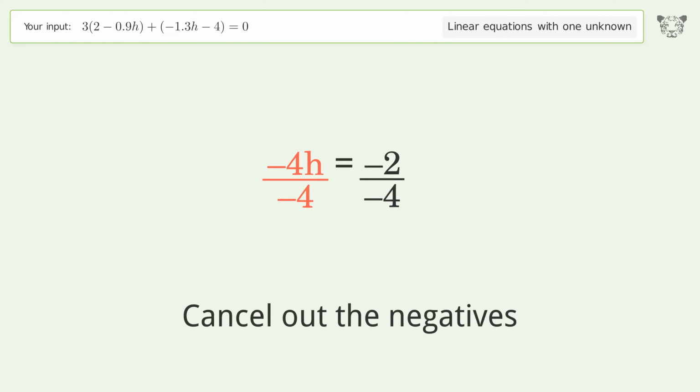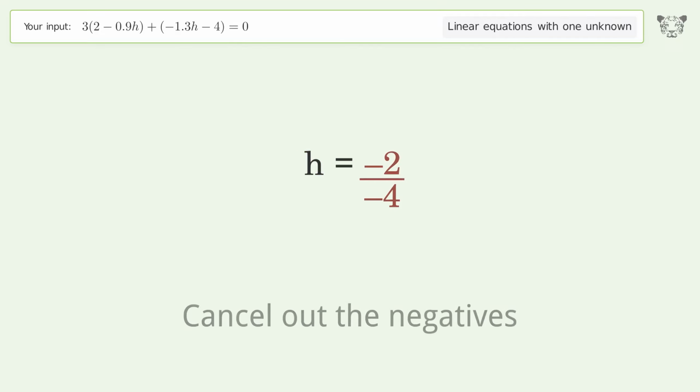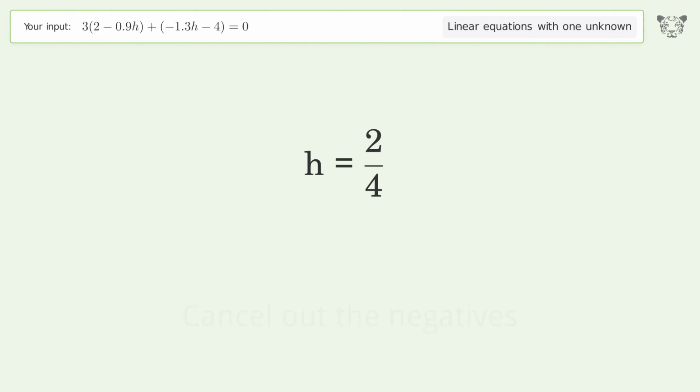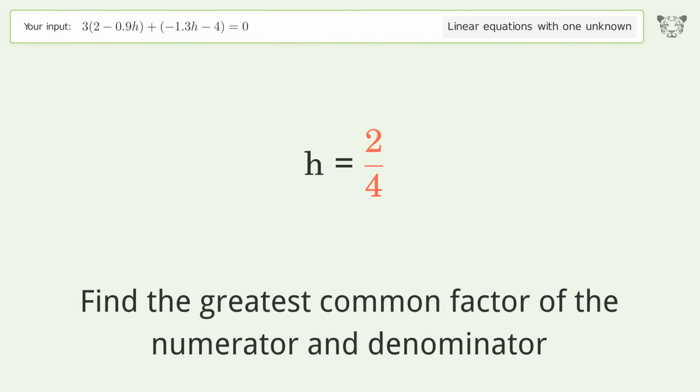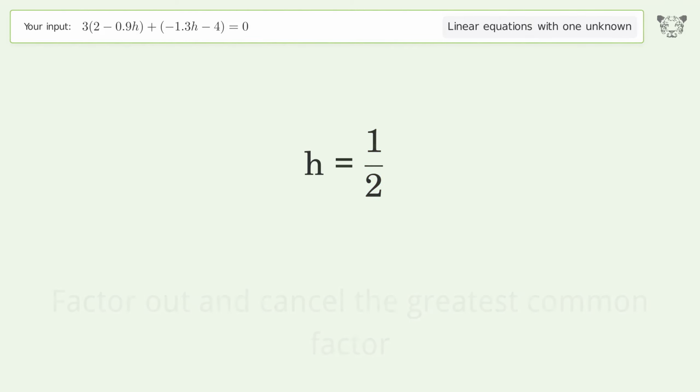Cancel out the negatives. Simplify the fraction. Cancel out the negatives. Find the greatest common factor of the numerator and denominator. Factor out and cancel the greatest common factor. And so the final result is h equals 1/2.